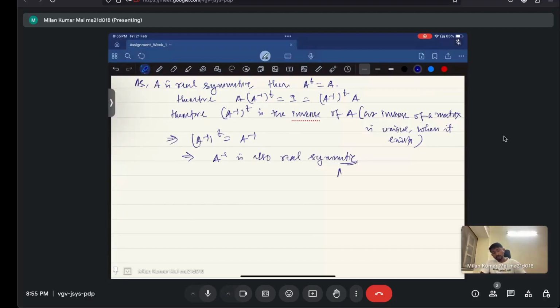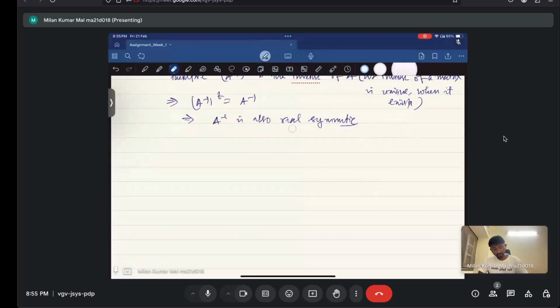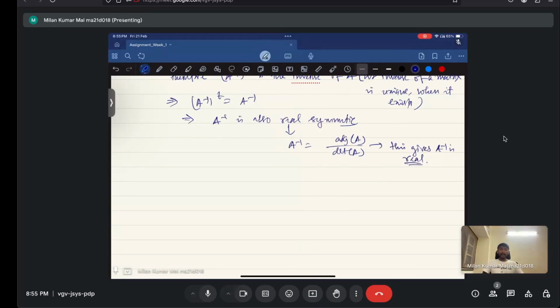Why will it be real? Let's recall what A inverse is. A inverse is equal to the adjoint of A divided by the determinant of A. The determinant of A will be real because all the entries are real, and the adjoint of A is a matrix of cofactors, which will also be real. So option B is correct.